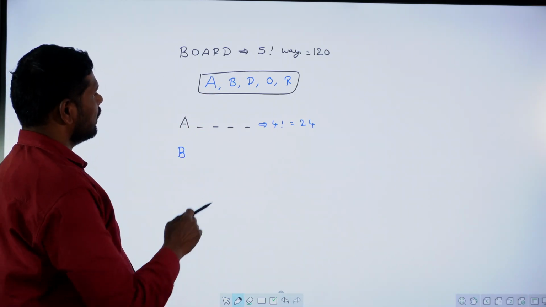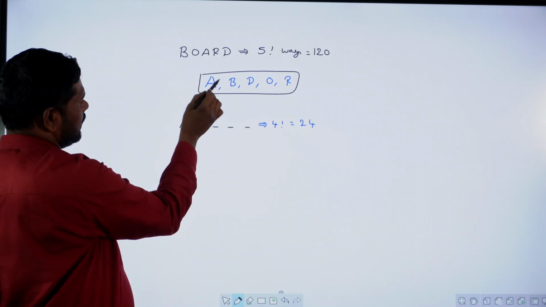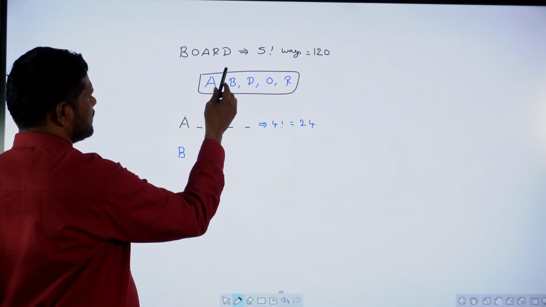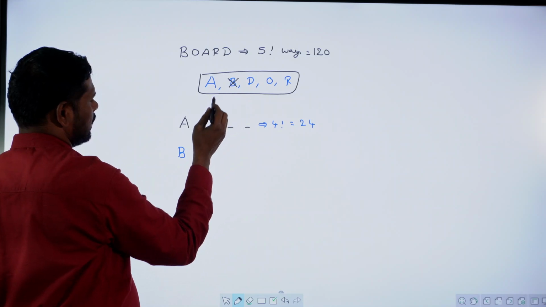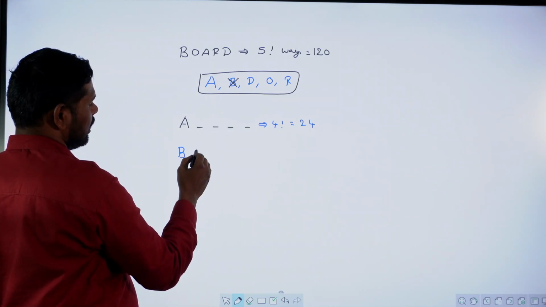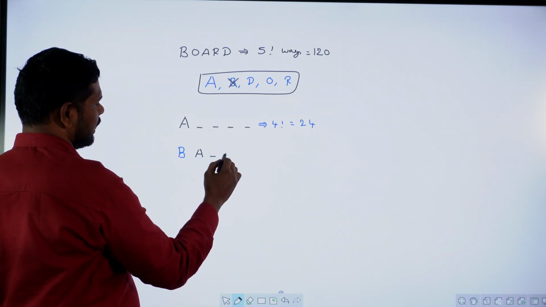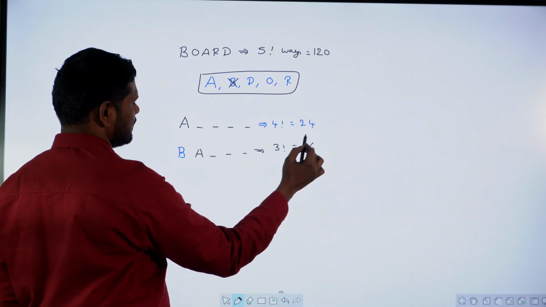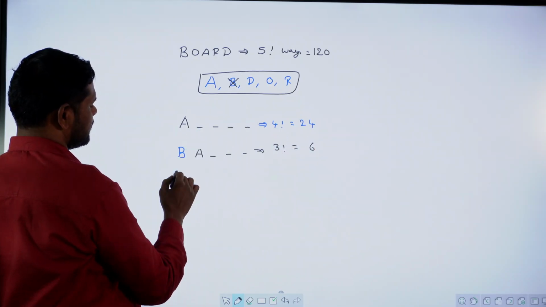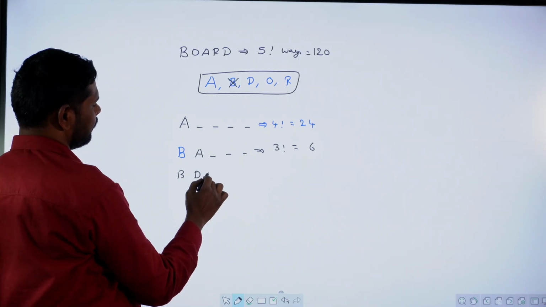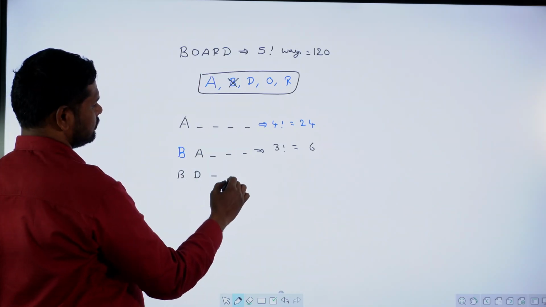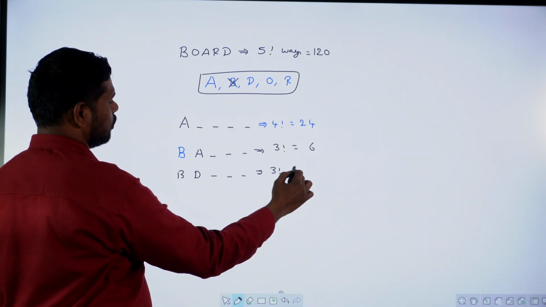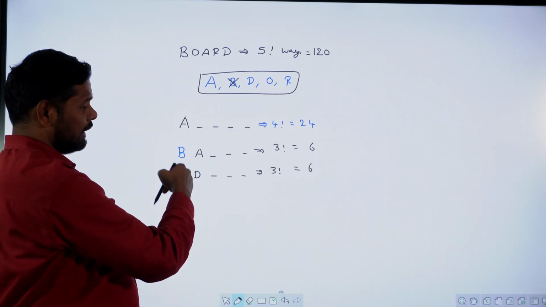Observe this and this. B is the same, so B is satisfied, and we remove that. Next, again in alphabetical order, it starts with A. How many words are there? 3 gaps, 3 words, 3 factorial ways, which is 6. Next BA, next BD. Just observe here, the second letter is O, so again it is not possible to get exactly BOARD in this also.